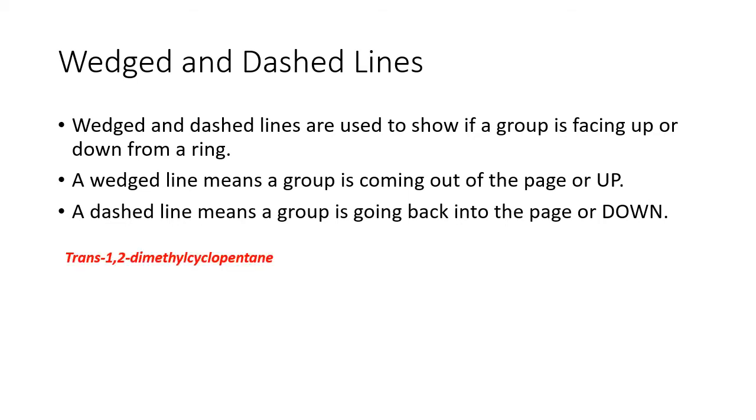If we were to draw trans 1,2-dimethyl cyclopentane, we would first draw a cyclopentane ring, which would be a 5-membered ring. And then at positions 1 and 2, we have two methyl groups. And the trans tells us that one is pointing up and one is pointing down. So we would have one on a wedge and one on a dash for each of our methyl groups.